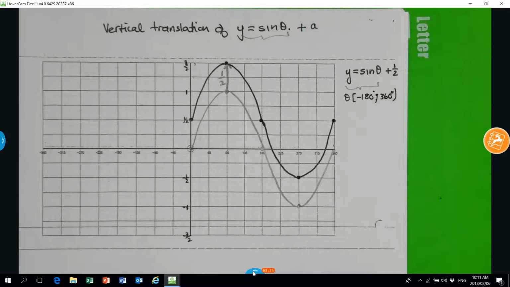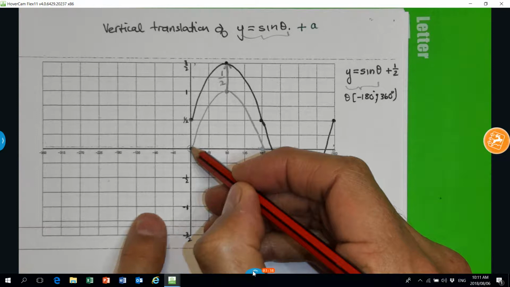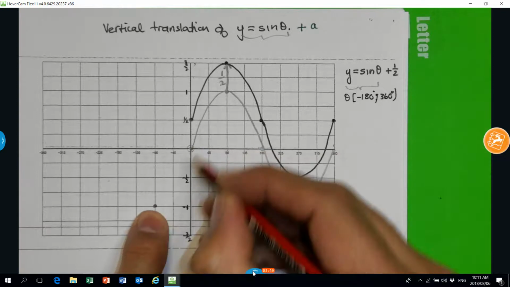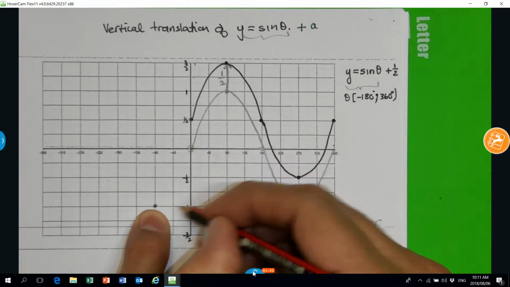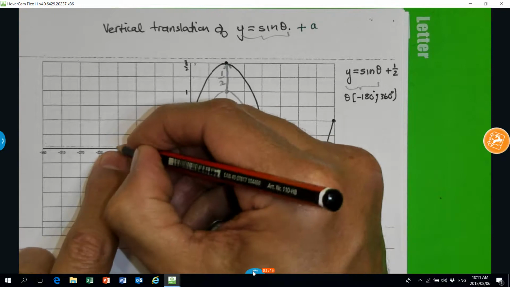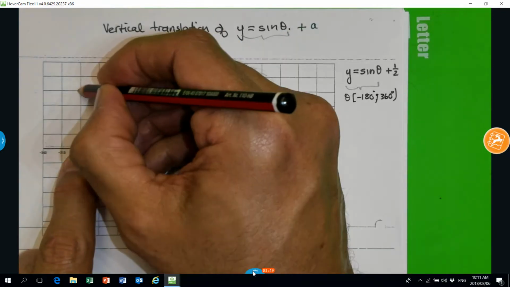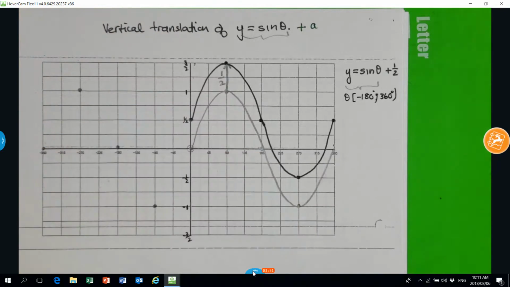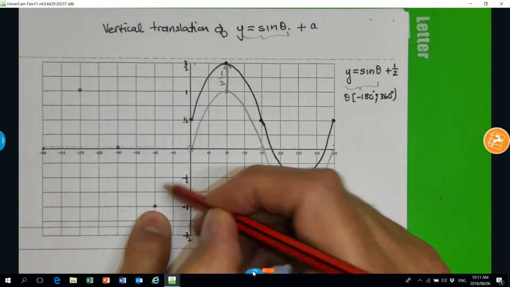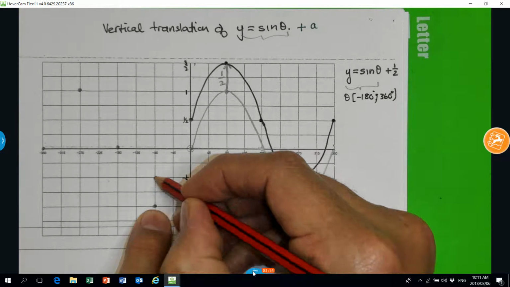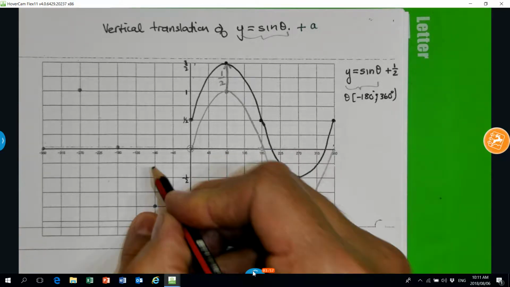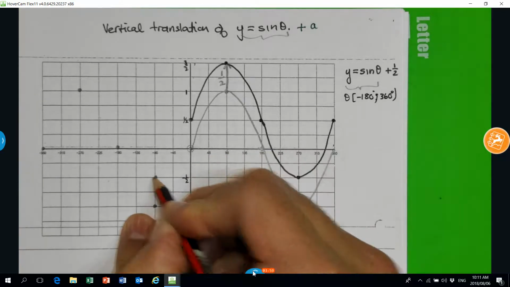We now need to continue this curve in the negative direction. So we know the mother curve again would have gone to minus 90 and minus 1. Then it would have gone to minus 180, then to 270 and 1, and then to 360. Now all of these points also move up by a half. The y value is minus 1, plus a half gets you to minus a half.